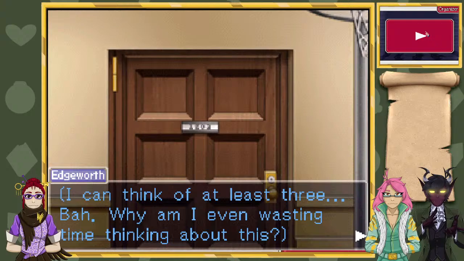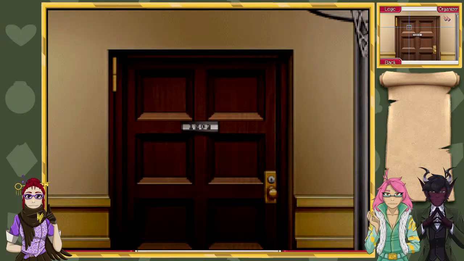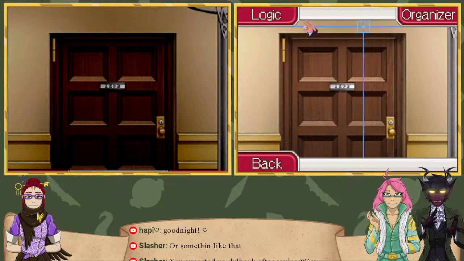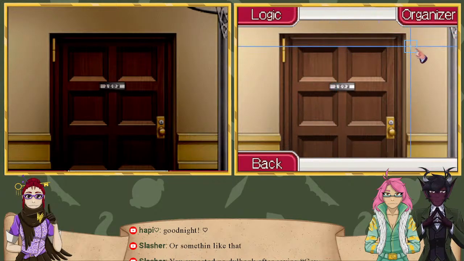Why am I even wasting time thinking about this? Because we're logicking, Edgeworth. We're logicking. Good night, Happy. Good to have you with us.